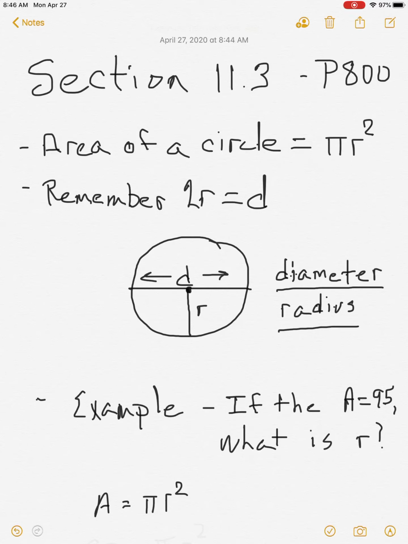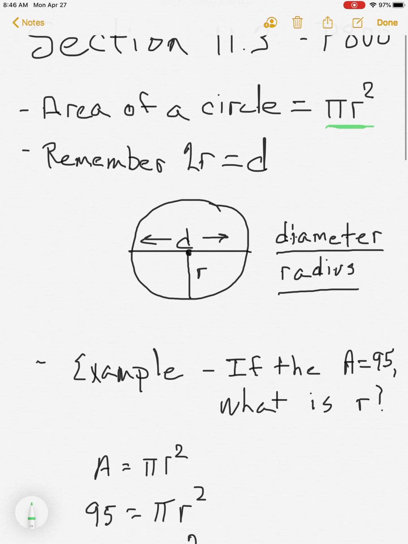I would like to explain section 11.3. Section 11.3 begins on page number 800, and it's dealing specifically with the area of parts of a circle. I want to remind you that the area of a circle is pi times r squared, where r is the radius. And recall that if you double the radius, you have the diameter.